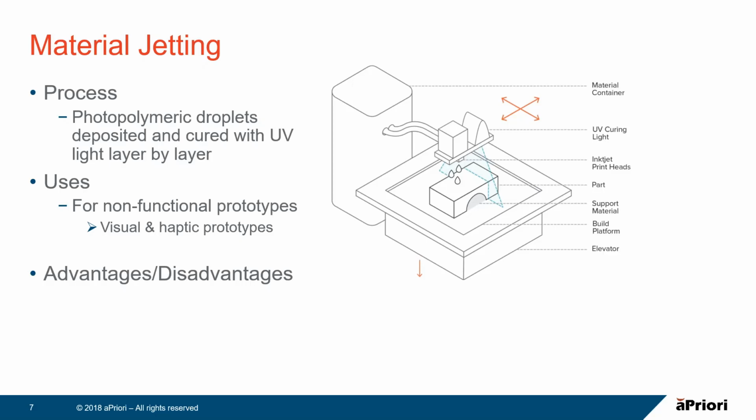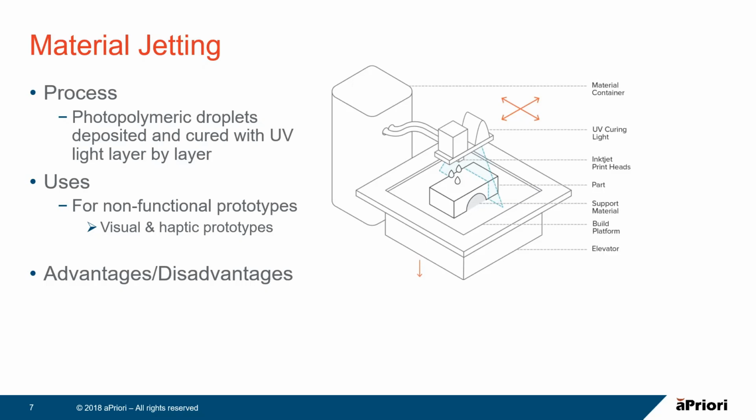Most of the parts that can be made with material jetting are non-functional prototypes, and it's excellent for making parts where visual and haptic properties are required. Some of the advantages then of material jetting: support structures are very easy to remove, and with certain materials they're dissolvable. It can produce parts with a very smooth surface finish and very high dimensional accuracy, and these are comparable to injection molded parts.